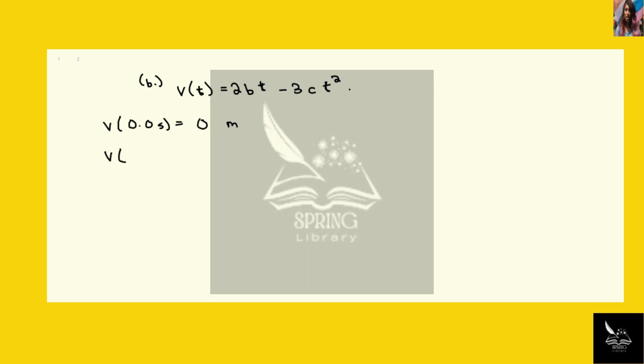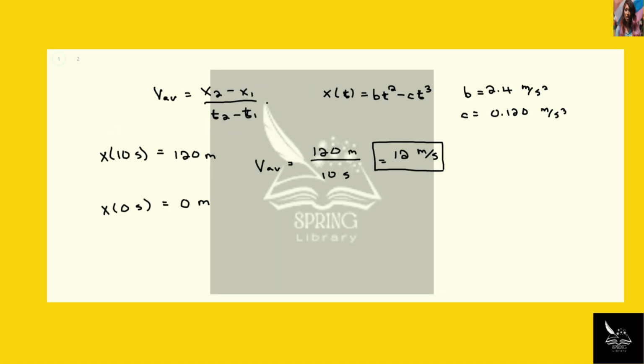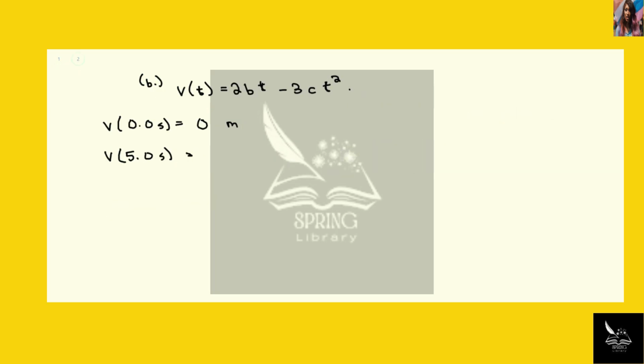We also need to plug in v of 5.0 seconds. To actually do this, we'll have to refer back to these two values. And again, this becomes a calculator problem. And once we plug that in, we get 15. Oh, by the way, these are meters per second because this is velocity. And then we need a last one, and that's v of 10.0 seconds. Plugging this in again and using the same b and c values, we get 12 meters per second.